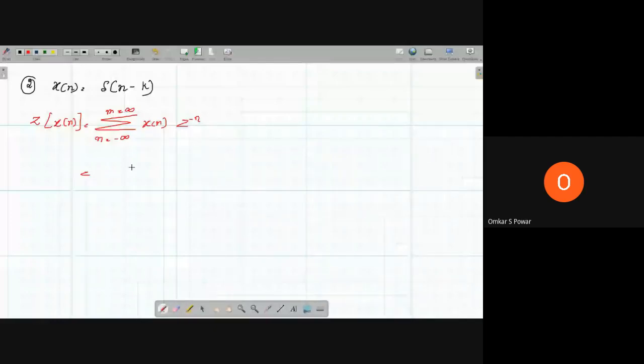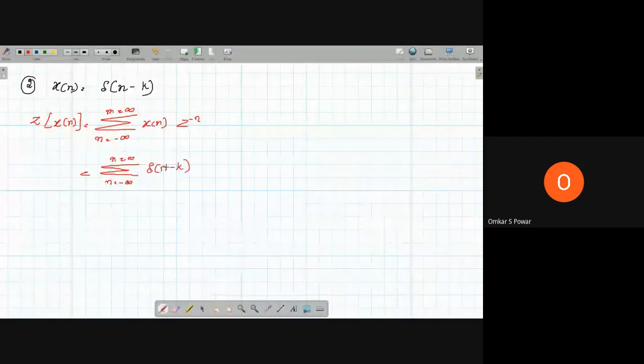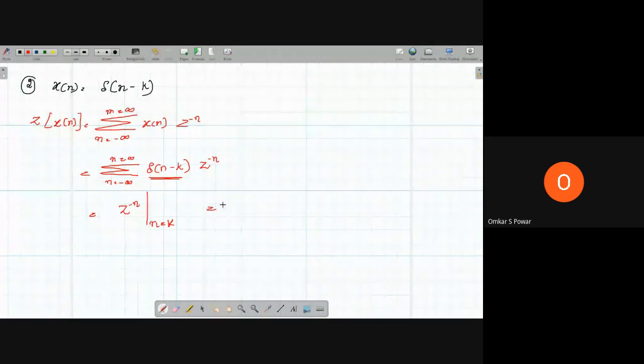Here it is delta of n minus k. So let us substitute x of n as delta of n minus k into z to the power of minus n. So now this equation is nothing but the same thing as previous, z to the power of minus n. There it was n is equal to 0. Here it is n is equal to k, because there it was only delta of n. Here it is delta of n minus k. n minus k is equal to 0, then n is equal to k. So z to the power of minus k, which is equal to 1 by z to the power of k.